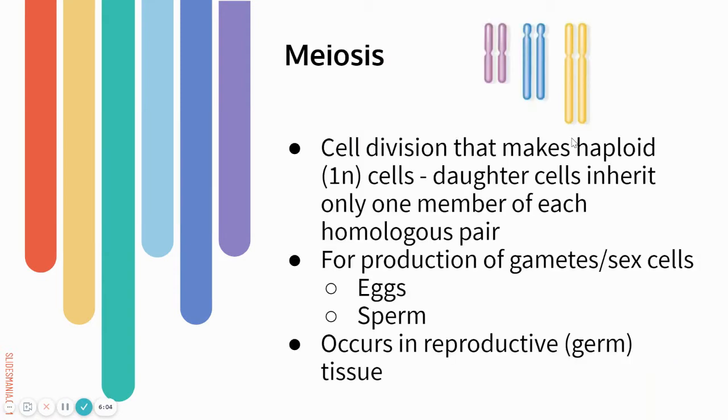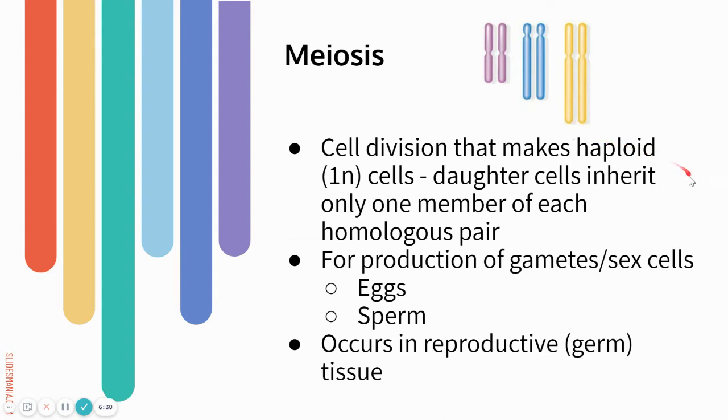So remember that the end result of meiosis is it's a cell division process that's going to create haploid cells. We used mitosis to create daughter cells that were diploid and genetically identical to the parent cell. But when we go through meiosis, our end result is daughter cells that are only going to have half of the information contained in the parent cell.